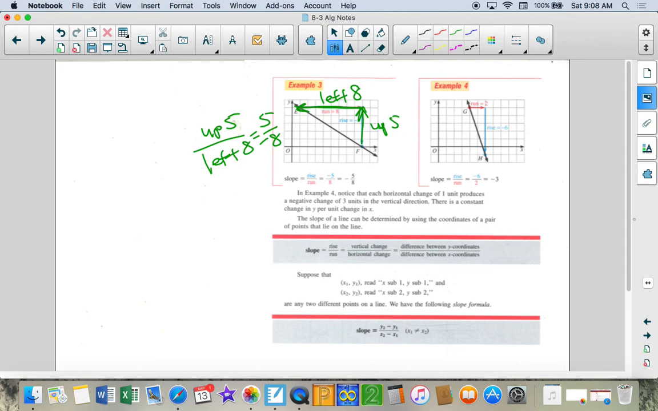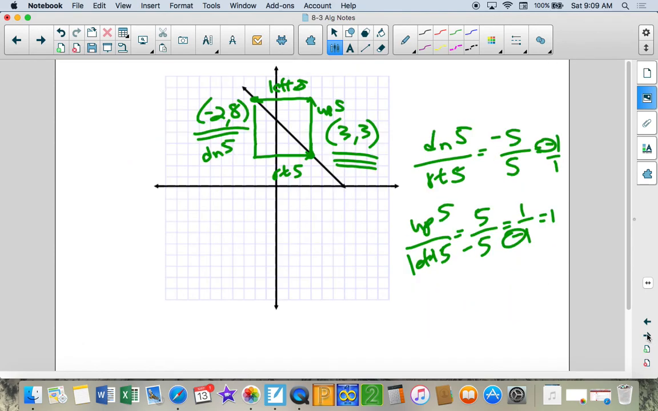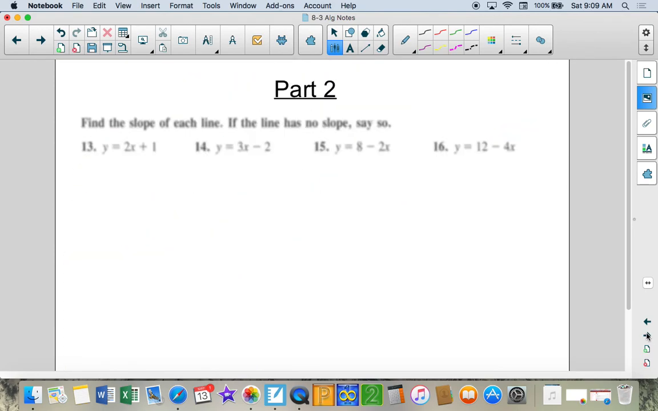The second part, they teach you the equation y sub 2 minus y sub 1, and that is an opportunity when given 2 points. Find the slope of the line with the equation, find any 2 points. So they want you to plug in points. So let's do that, part 2. So we need to find 2 points.